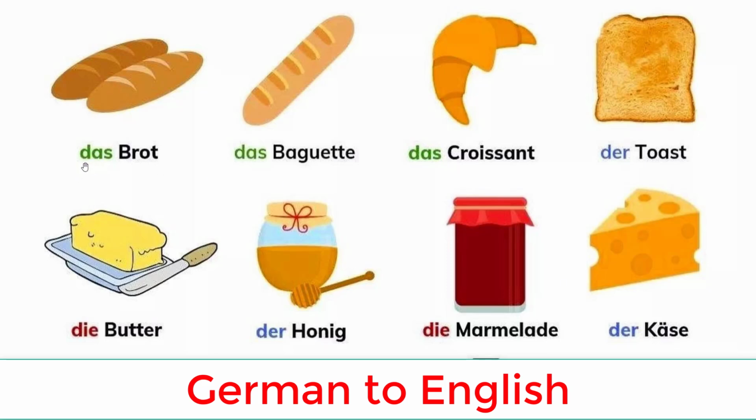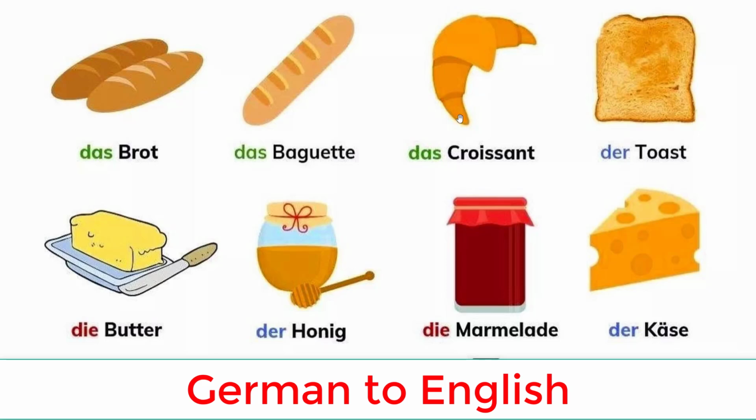So let's begin. Das Brot, that means the bread. Das Brot. Just try to pronounce it 2 or 3 times. It will be best if you write and practice, write and speak. Das Baguette, that's also a kind of bread. Das Croissant, that's also a tasty bread you can eat if you have time.